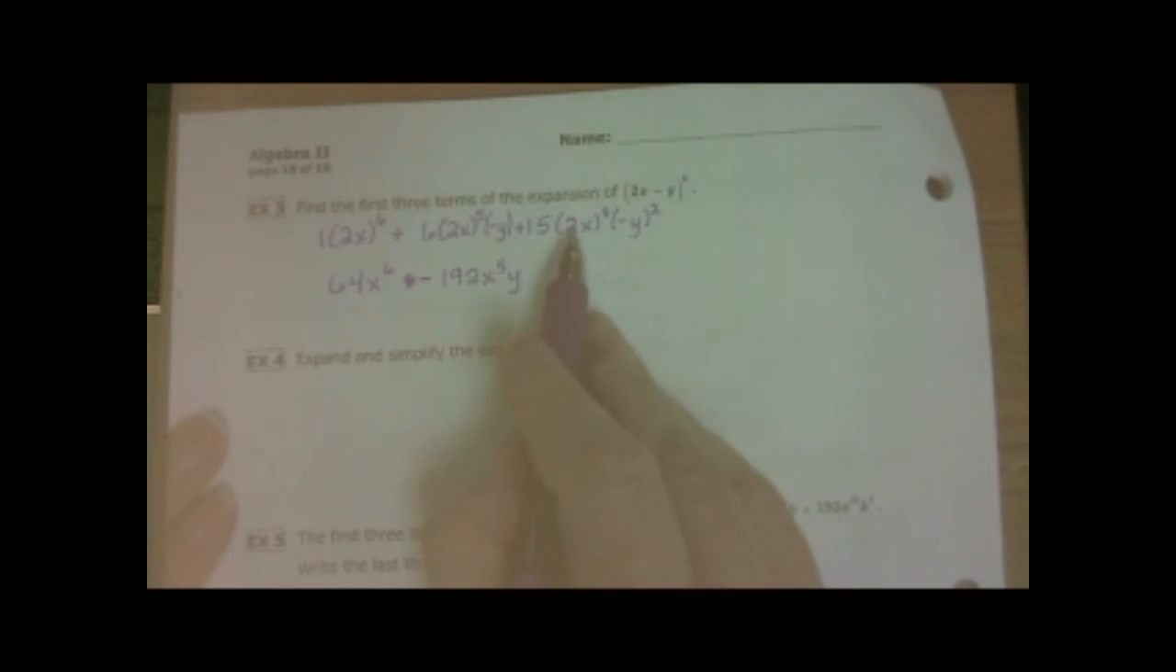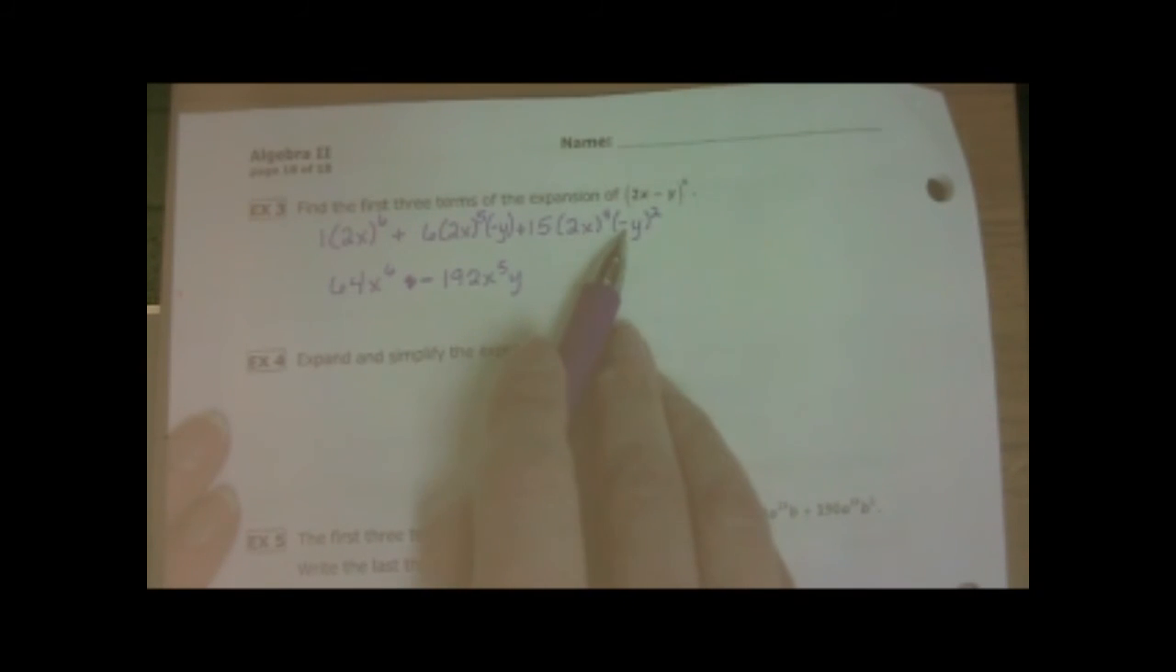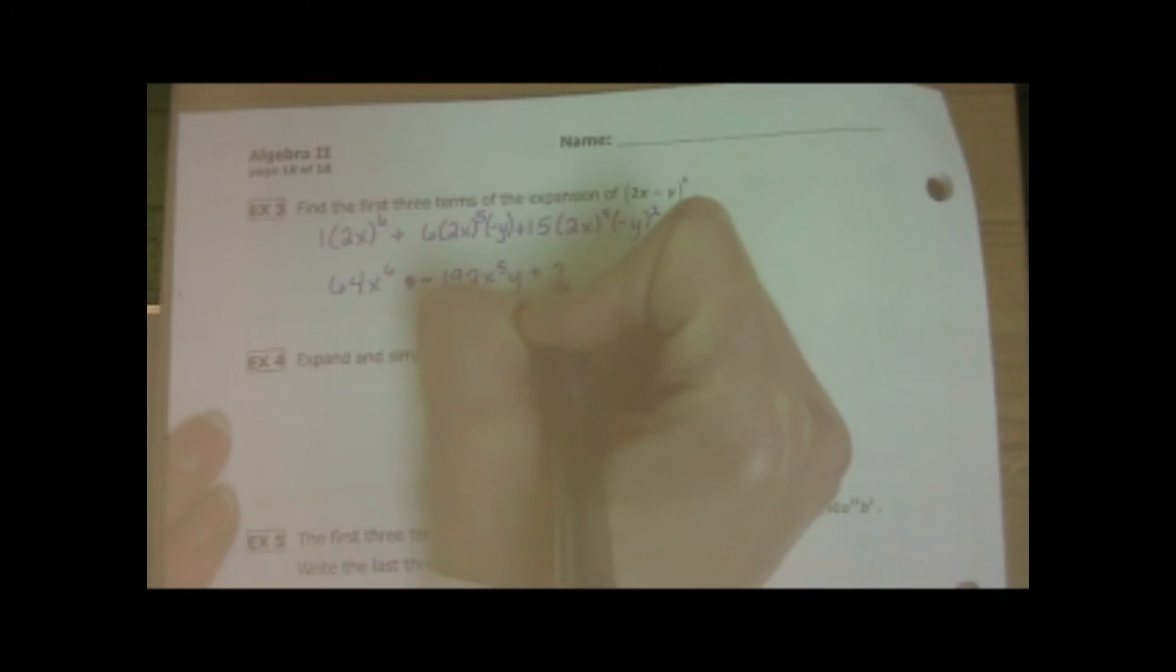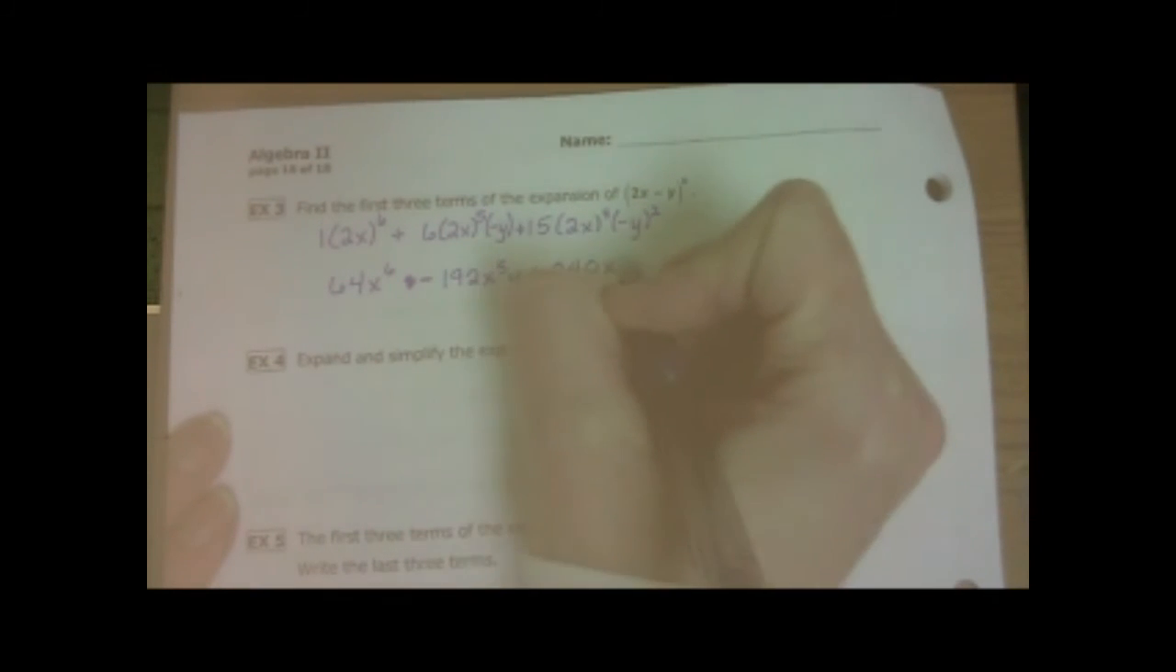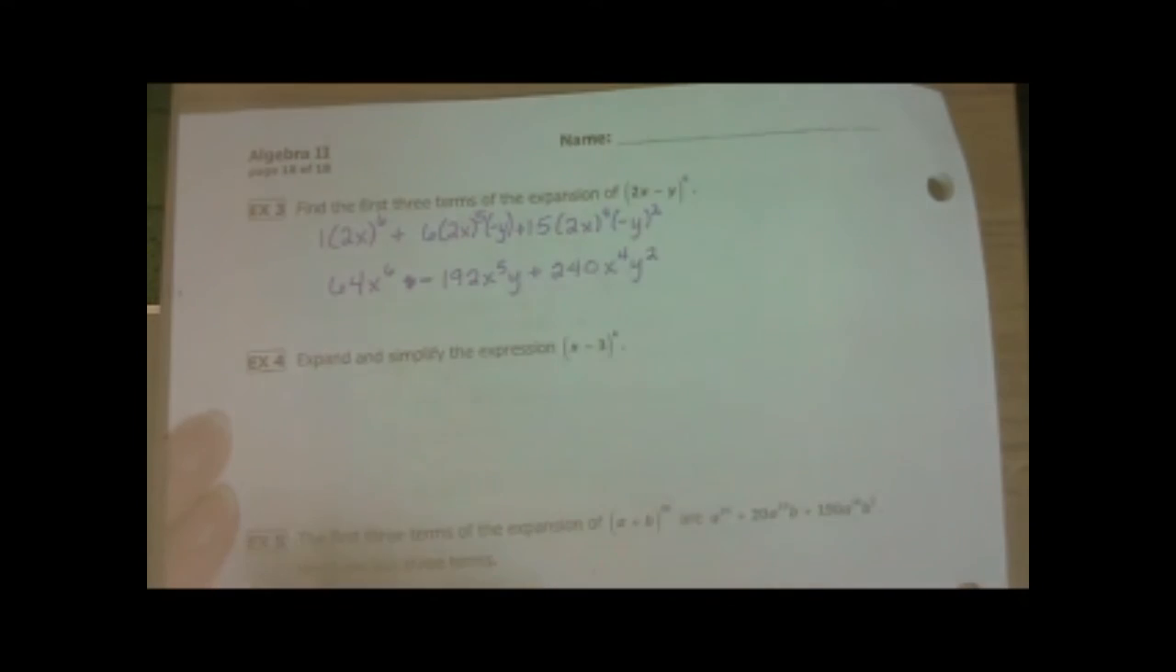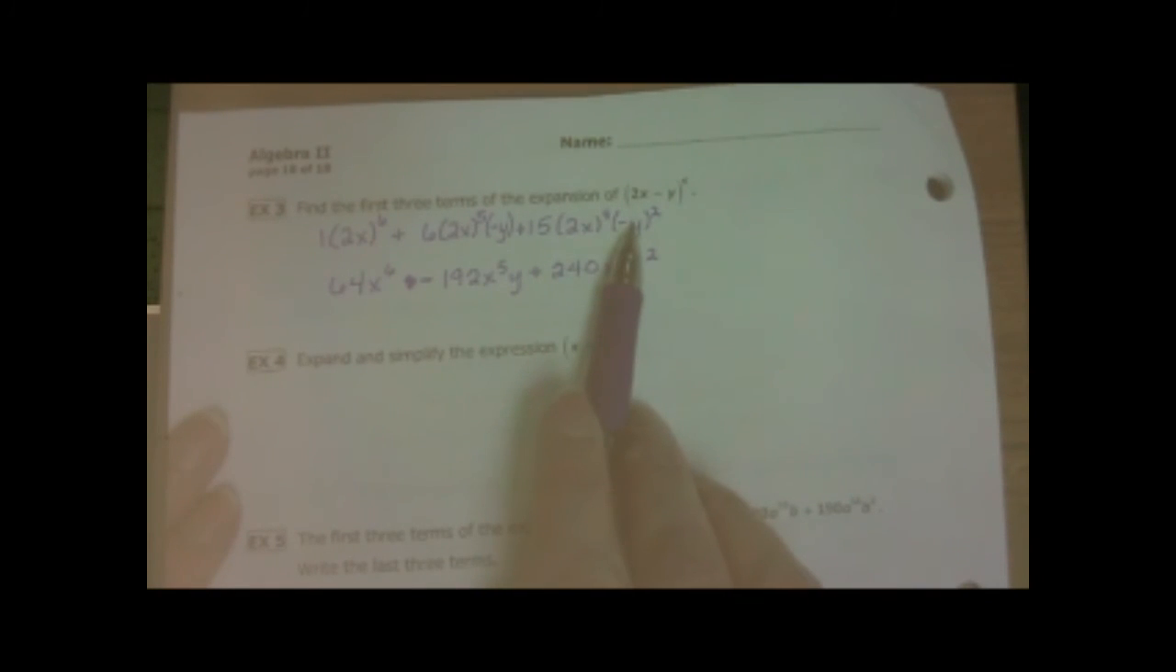If we go to our next term, I've got 2 to the fourth power, which is 16. So 16 times 15 is 240. The two negatives, because I have negatives squared, so that's going to be positive. So this will be plus 240 x to the fourth y squared. So what you'll notice whenever you have a negative here is that each term will alternate negative, positive, negative, positive, negative, positive. Because in one case you'll have y to an odd power, or the negative to an odd power. In the next case you'll have the negative to an even power, then negative to an odd power, then negative to an even power.